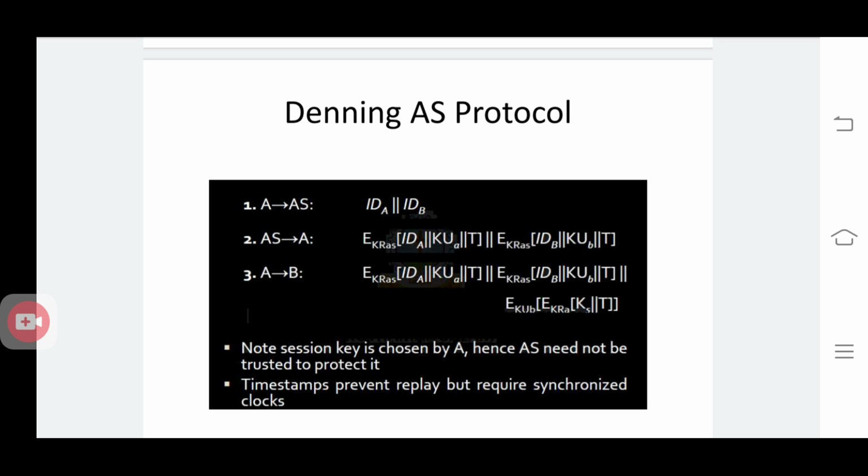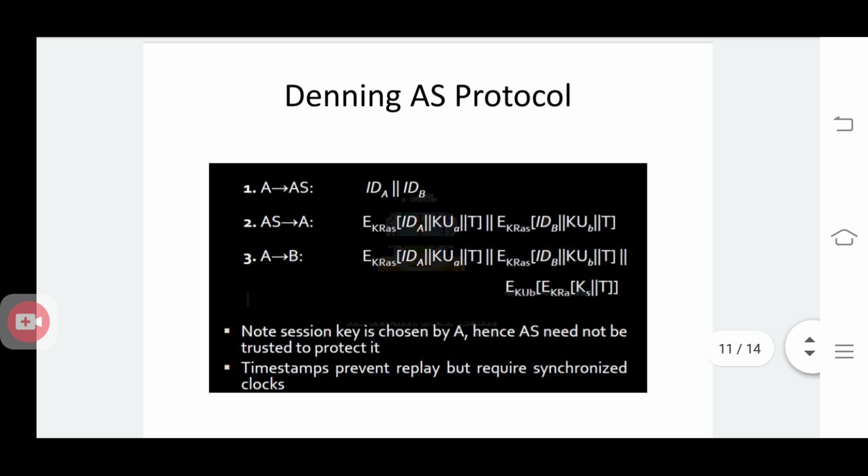Okay. Here, AS is the central server. A and B are the two communicating parties. So, A is sending a message to AS. What does it contain? ID of A and ID of B. And then AS is replying back to A. The authentication server is replying back to A.